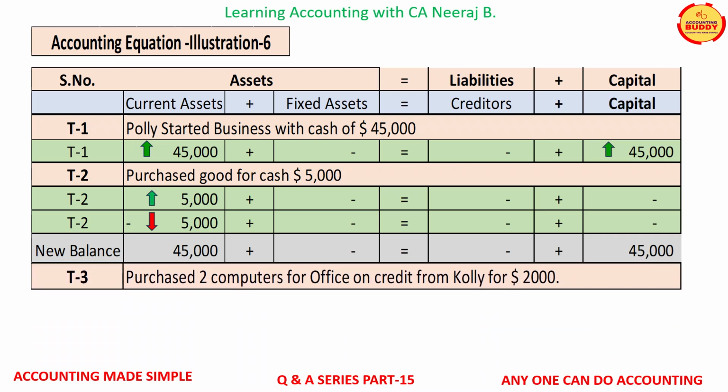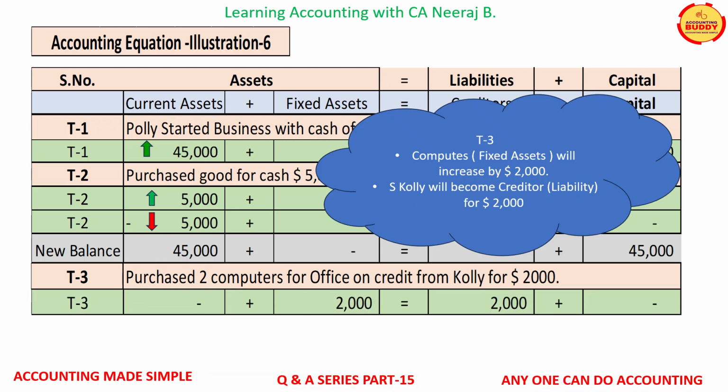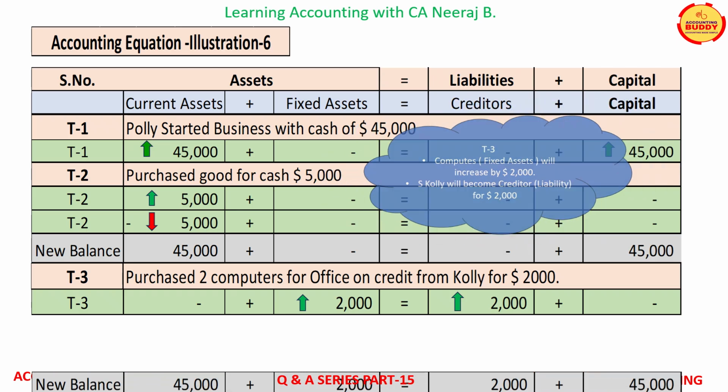Transaction T3 on your screens is Polly purchased two computers for office use on credit from Cooley for $2,000. If we analyze this transaction, the two accounts which will be affected are assets, that is the computers purchased, and the second is the creditors, which are the liabilities of the business. Assets, that is the computers, will be increased by $2,000 and the creditors will also be increased by $2,000.